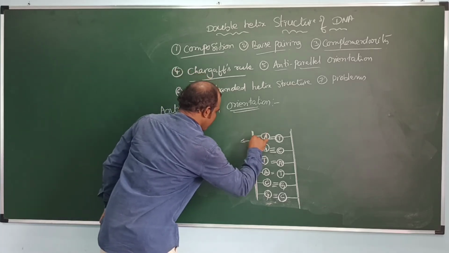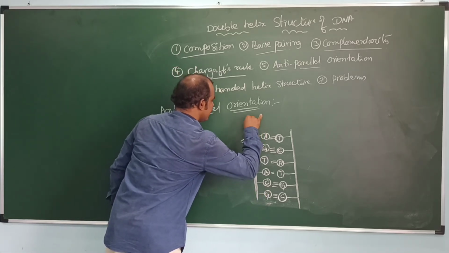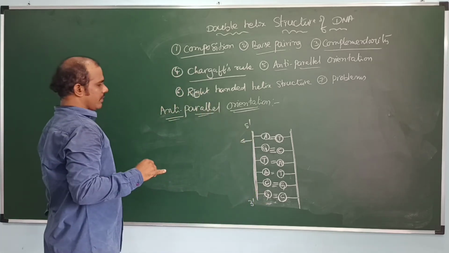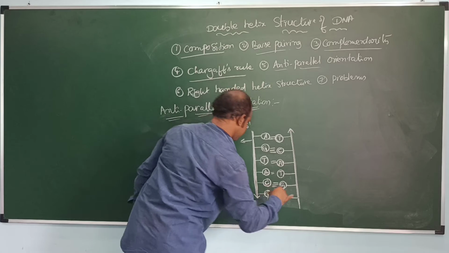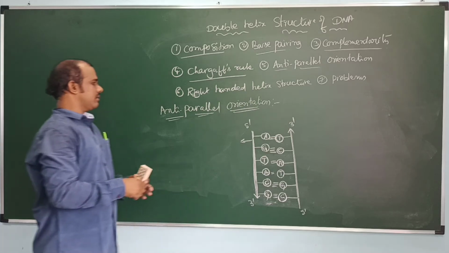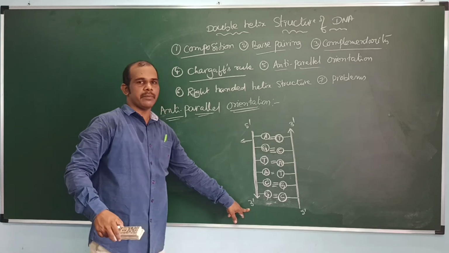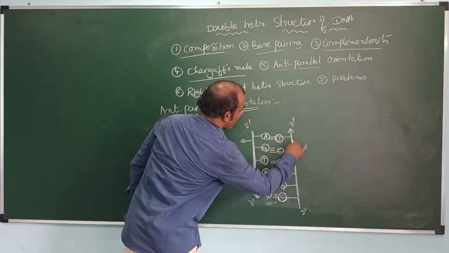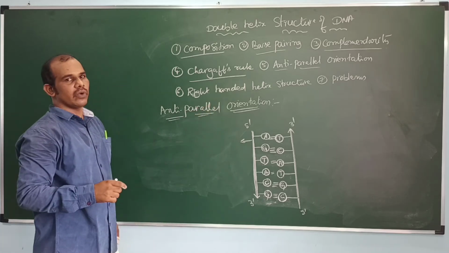Suppose in DNA one strand has 5 prime and 3 prime, and another strand has 5 prime and 3 prime. One strand runs towards the 3 prime end in the downward direction, and another strand runs towards the 3 prime end in the upward direction. That is called anti-parallel orientation.